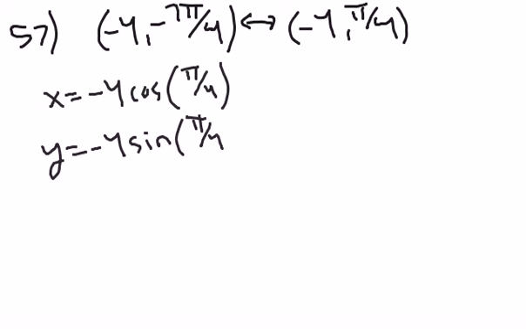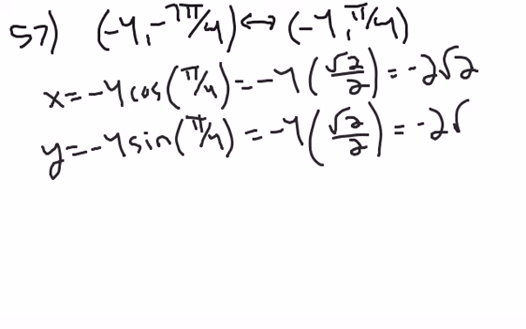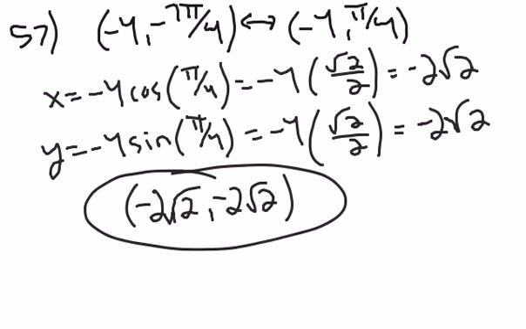I'm going to do the same thing with sine. This is negative 4 times root 2 over 2, which is negative 2 root 2. Okay, so my answer is negative 2 root 2 and negative 2 root 2. Okay, so that is number 57, and we will continue on to the next page in the next session.